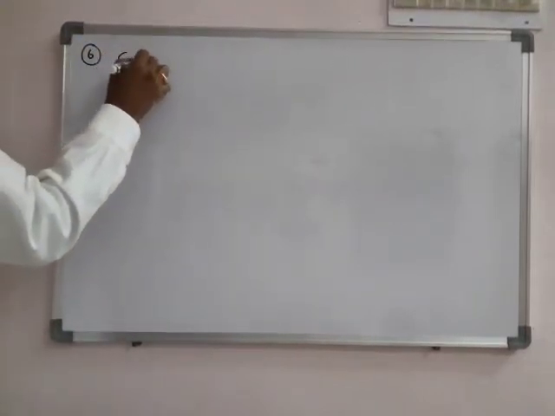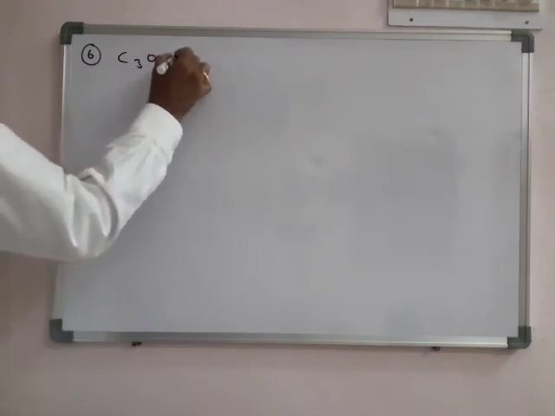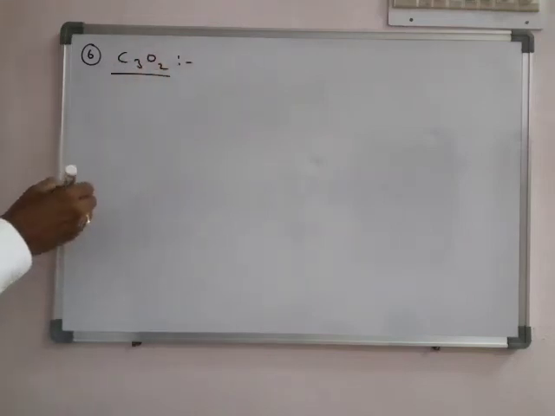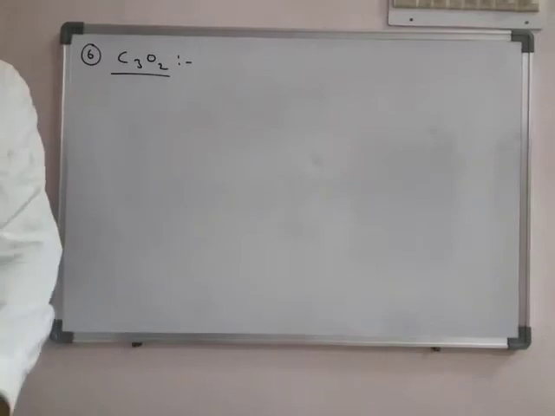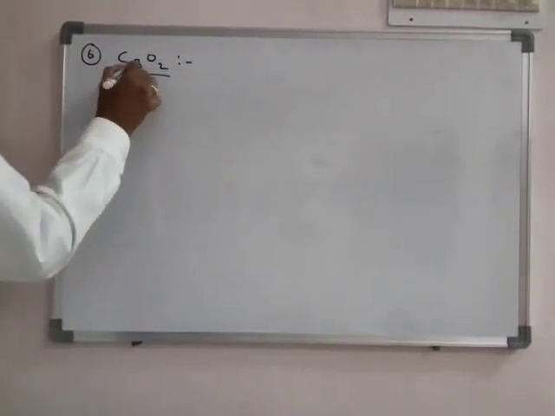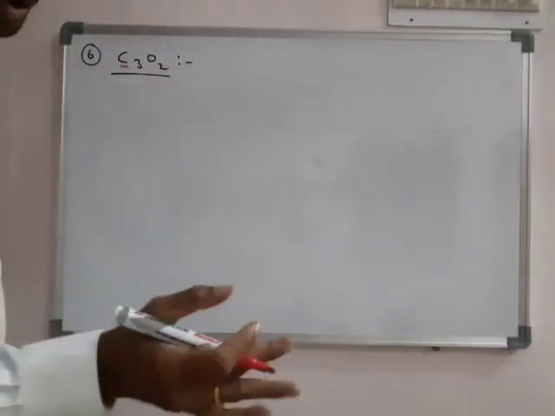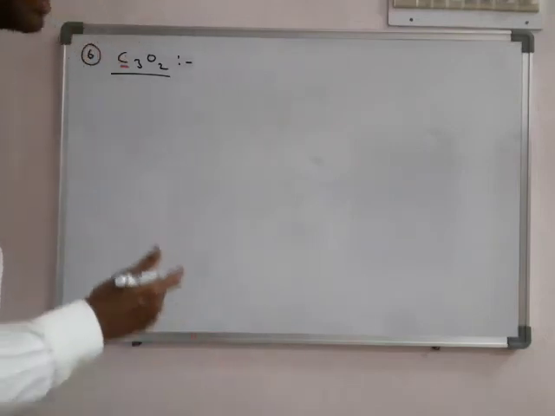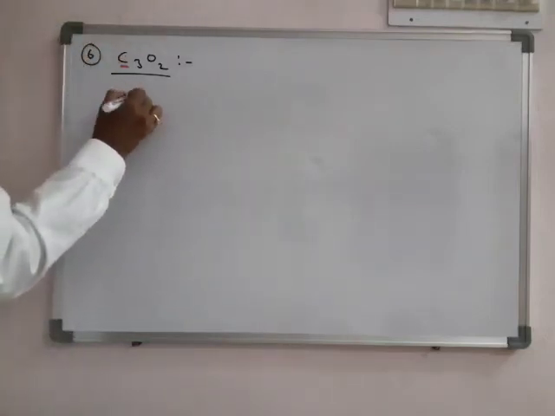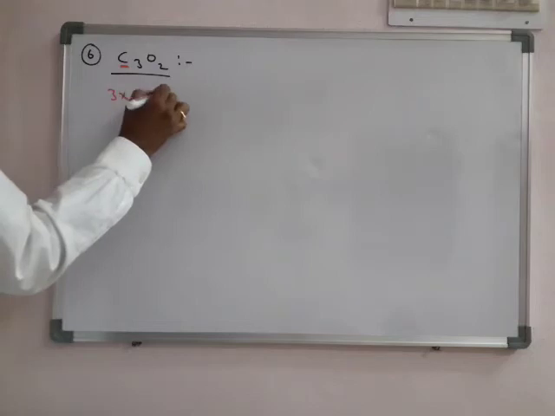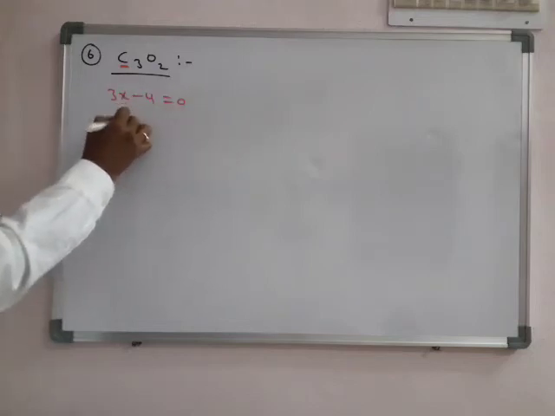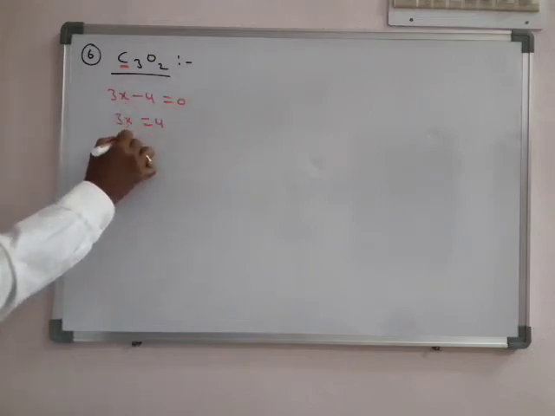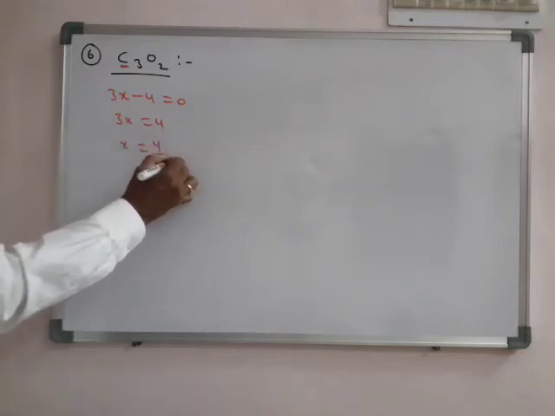Let's see C3O2. What is the carbon oxidation state in C3O2? It's called carbon suboxide. So the general calculation gives 3x minus 4 equal to 0, that is x equal to 4 by 3.